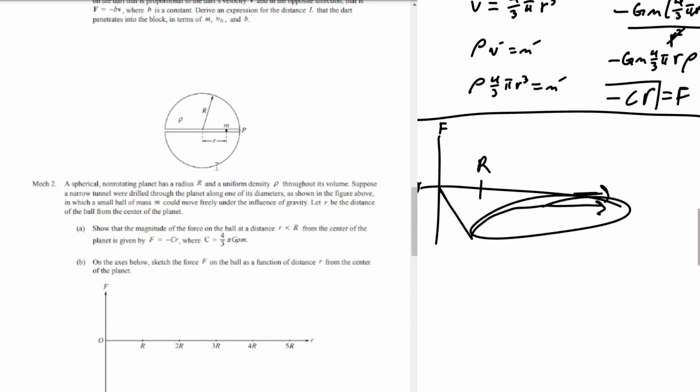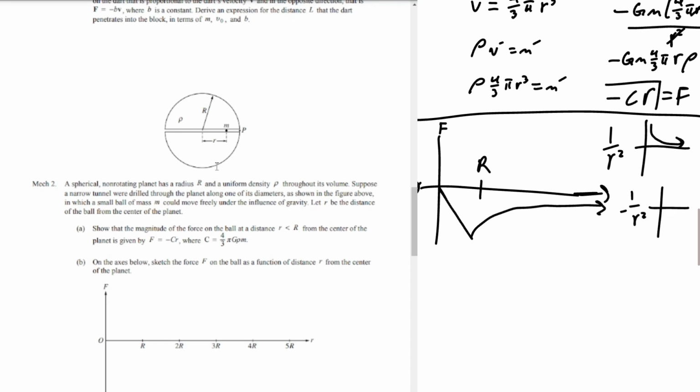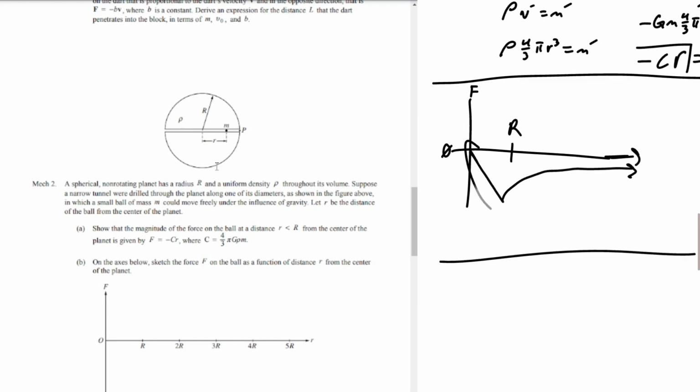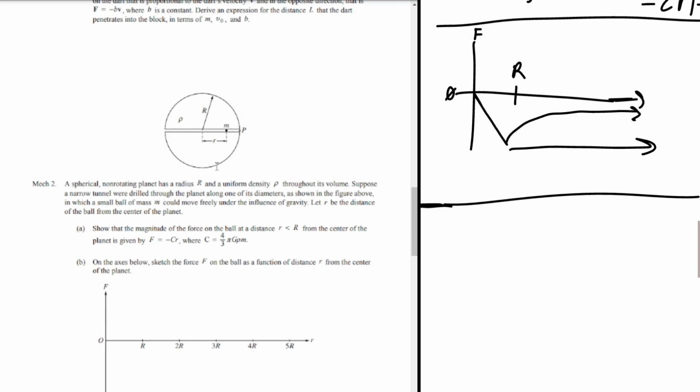And how did I get this graph per se? You kind of just have to memorize that 1 over r squared yields something that looks like this. And to reflect it to be negative 1 over r squared will yield something like this, right? So that's my graph. I can move on to the next question. So linear from here because r is less than R, and then the r squared effect kicks in after because all the mass can be treated as being at the center, right? Let's go to the next question.